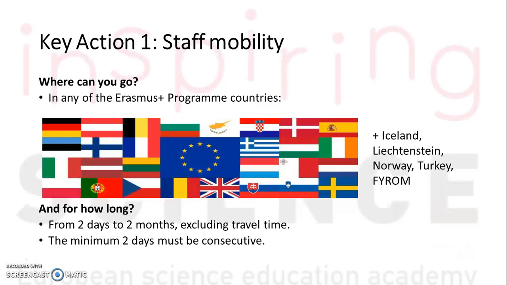I already mentioned it in the previous video tutorial. The countries that are eligible are also the countries that you can visit or where you can visit training courses. So it has to be within one of the Erasmus program countries. These are the 28 member states of the European Union, plus Iceland, Liechtenstein, Norway, Turkey and Faroe.